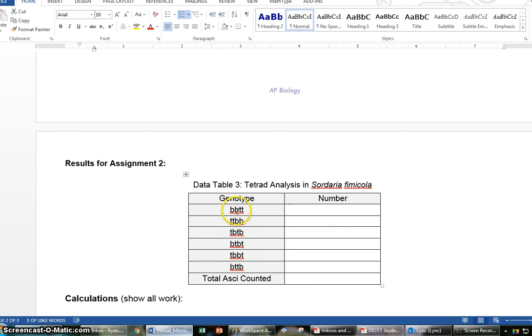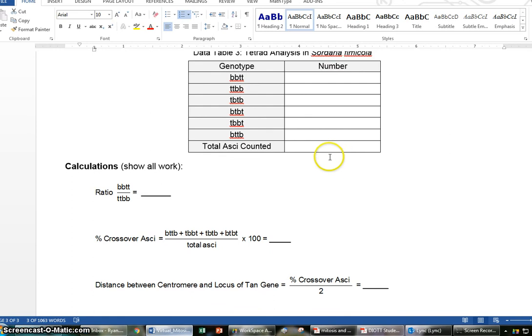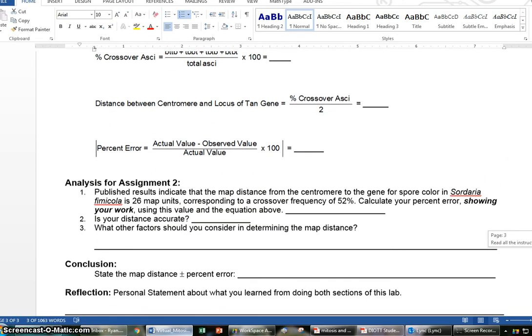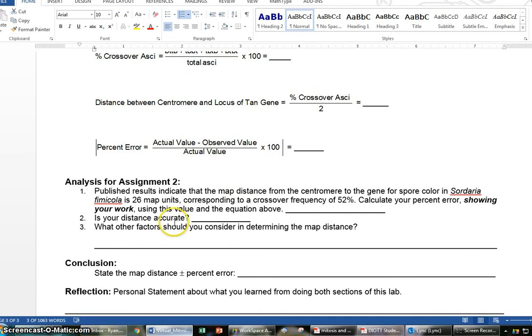So how many black, black, tan, tan did you count? Please write that number here. I think the rest of this walks you through it fairly straightforward. Make sure you get your total here. Again, this ratio is the black, black, tan, tan divided by the tan, tan, black, black. Just plug in your numbers. Make sure you take this times 100 to get your percent over here. Answer these questions down here.